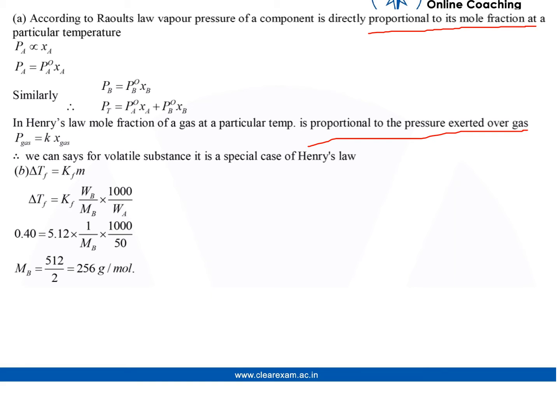Delta Tf is equal to Kf m. Delta Tf is equal to Kf Wb upon Mb into 1000 upon Wa. Putting the values into the equation, we'll get Mb as 256 grams per mole.